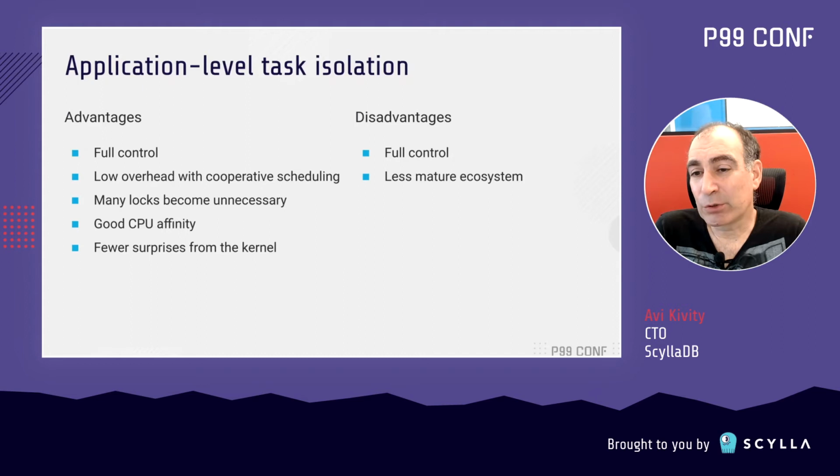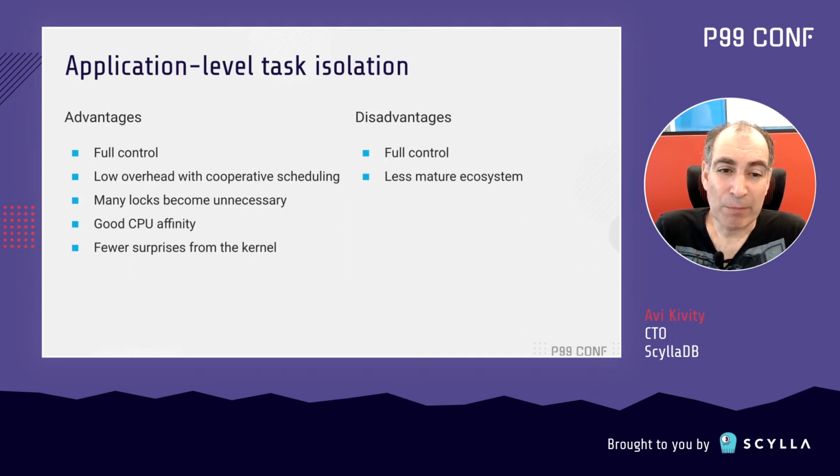You can get very low overhead with cooperative scheduling. So the locking becomes simpler. Some of the locks just go away and the others become less expensive. You have good CPU affinity, so the tasks remain on the same CPU, tasks that access related data, and this is very good for CPU efficiency. And because the kernel is making fewer decisions, you will get fewer surprises from the kernel. And as I mentioned, one of the disadvantages is that you have too much control and you might be tempted to use it. And the ecosystem is much less mature.